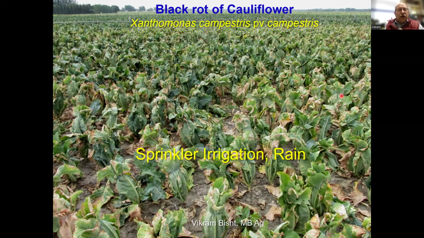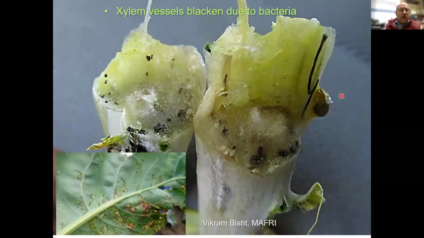It is a seed-borne disease caused by a bacterium called Xanthomonas, and then the sprinkler irrigation system, the rain, or workers going through the field when the leaves are wet in the morning, they can spread the disease. It is very difficult to control, but easy to recognize. So here you can see that when you break the stems, you will see black strings in there. These are the xylem vessels in which the bacteria have grown and are moving within the plant.